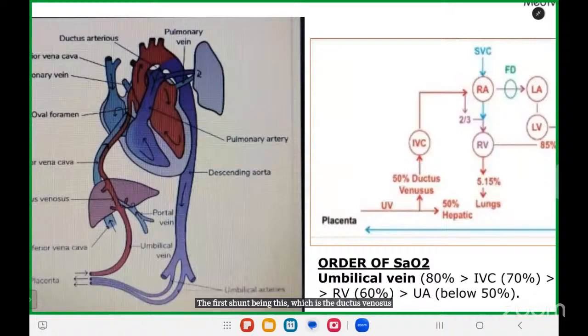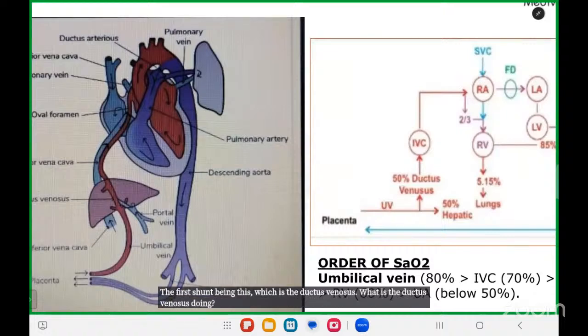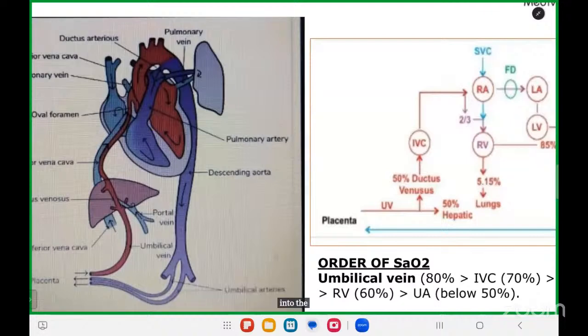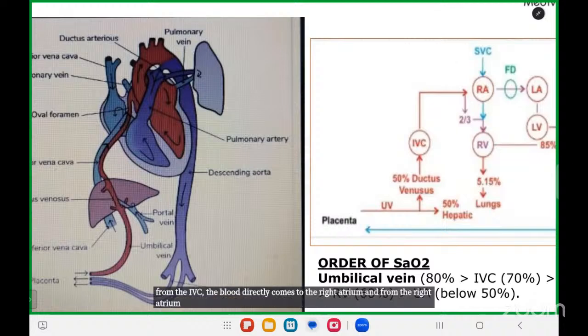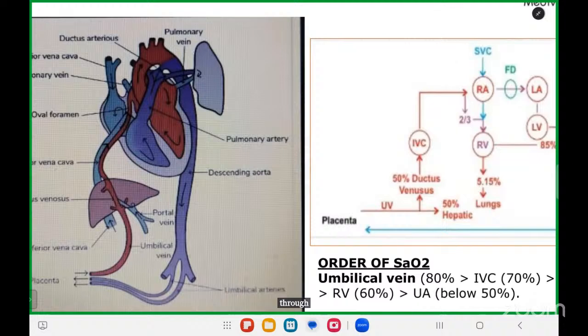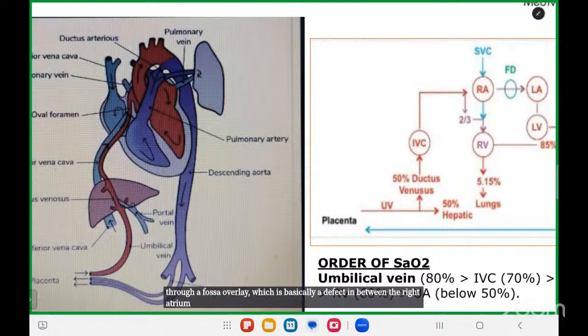What is the ductus venosus doing? It is shunting 50% of the blood carried by the umbilical vein into the IVC. So 50% goes to the liver, 50% goes to the IVC. From the IVC, the blood directly comes to the right atrium, and from the right atrium through a fossa ovalis, which is basically a defect in between the right atrium and the left atrium, almost 1/3 of the blood directly flows from the right atrium to the left atrium.